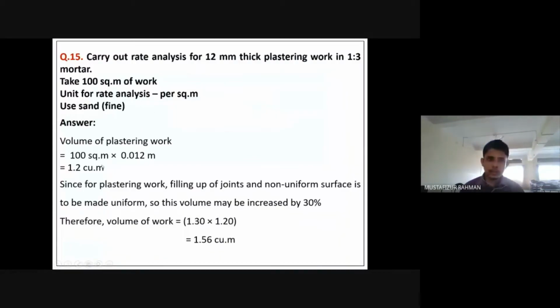Rate analysis. Okay, we were doing rate analysis. Now, the next problem that we have taken is about plastering. We are asked to carry out 12 mm thick plastering work in 1:3 mortar. 100 square meter of work is to be done, is to be calculated for 100 square meter, and then the rate, that is per square meter, we have to find out. We have to use sand, that is fine.